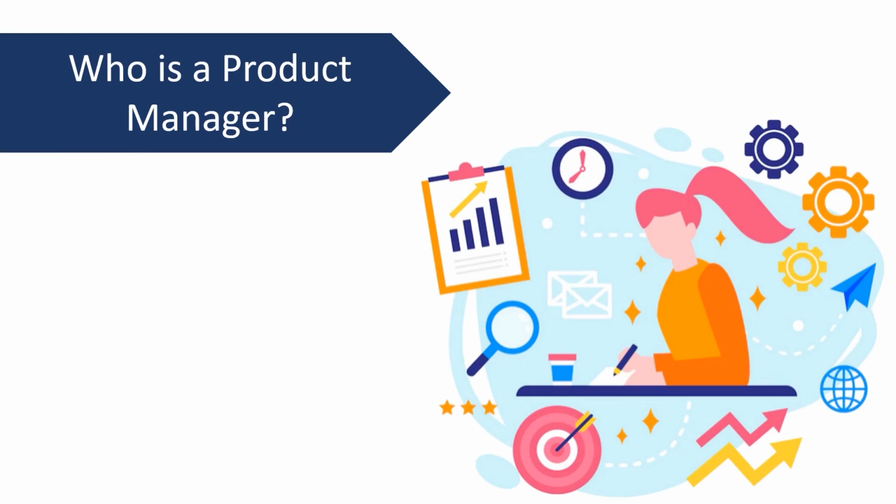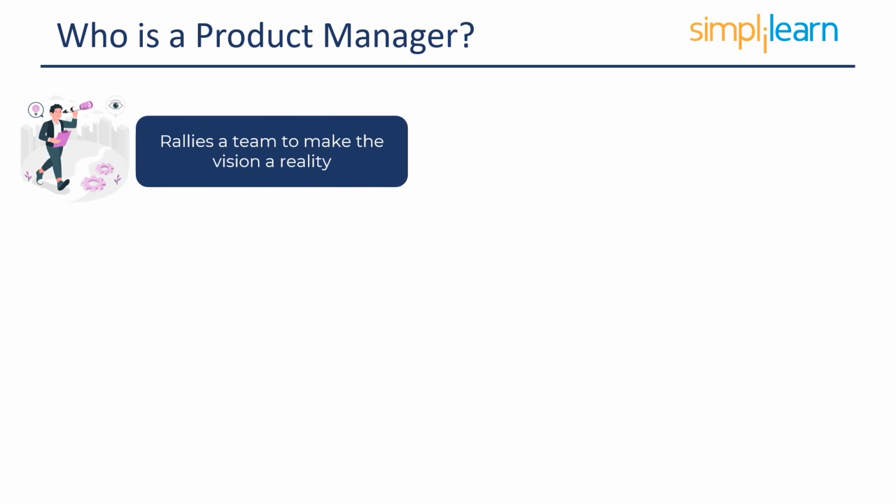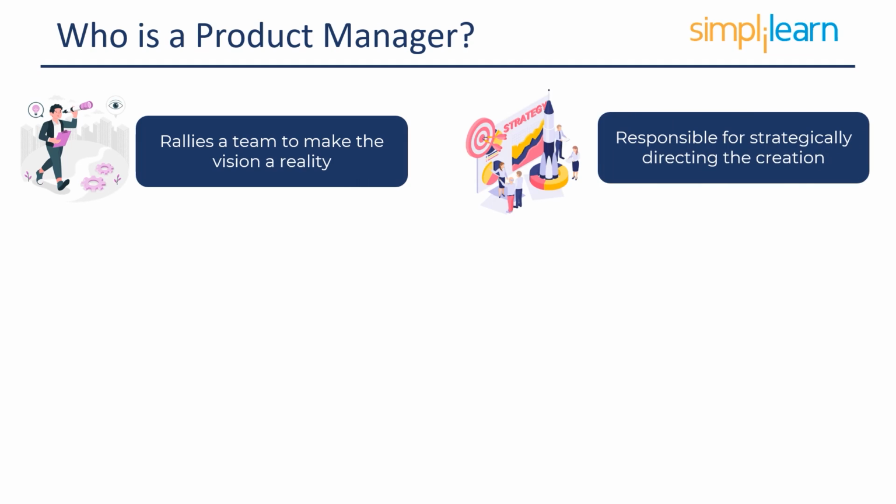A product manager is the one who defines what success looks like for a product, articulates what that success looks like in terms of a product, and rallies a team to make that vision a reality. They do this by determining the customer need and the more significant business objectives a product or feature will accomplish. Product management is responsible for strategically directing the creation, introduction to the market, ongoing maintenance, and enhancement of a company's products.